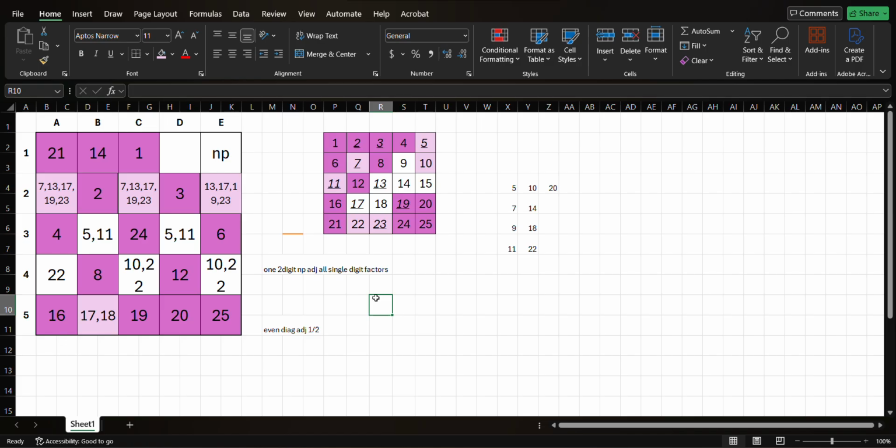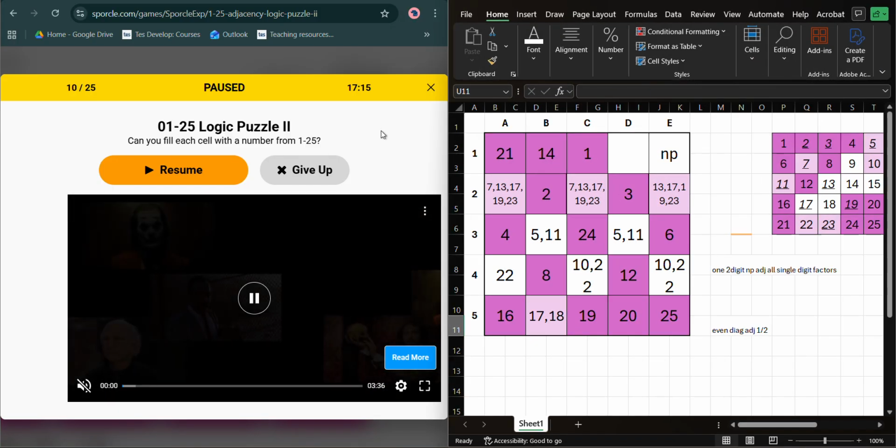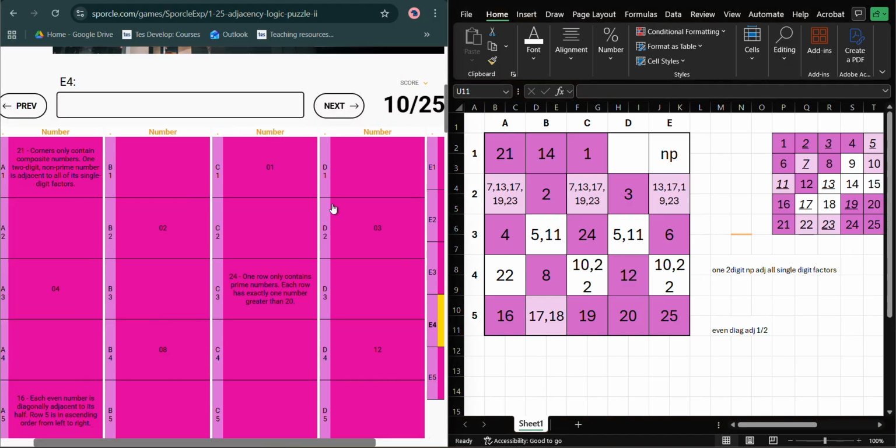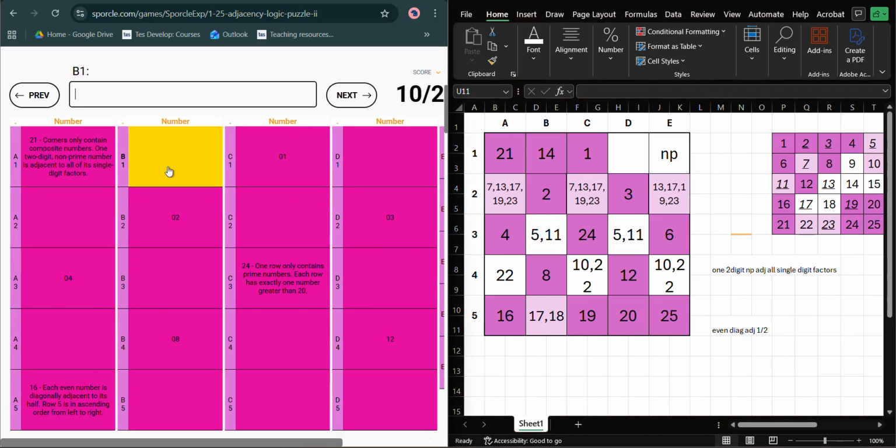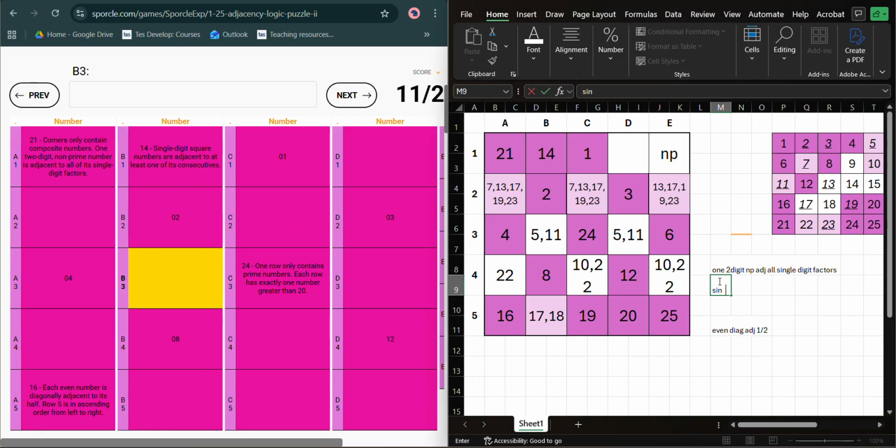So we did put in some new ones there. We've got 1, 2, 3, 4, 5, 6 numbers that we haven't placed everywhere. So let's just put in those first. We'll see if we get anything. Yep. Single digit square numbers are adjacent to at least one consecutive.